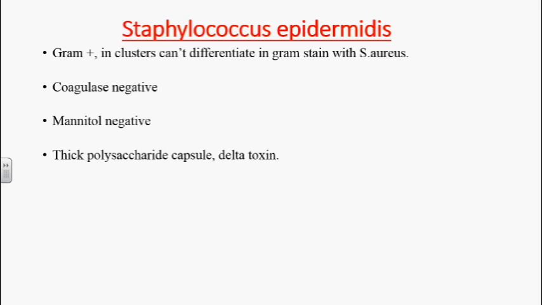They consist of a thick polysaccharide capsule. This polysaccharide capsule is the main virulent factor for this organism. It helps in adhesion, it helps in restricting phagocytosis, and it helps in attaching to the prostheses that are present inside the human body, like the joints, artificial valves and pacemakers, etc. And they can cause prosthetic infections. These organisms can also secrete delta toxin, which acts like a detergent.